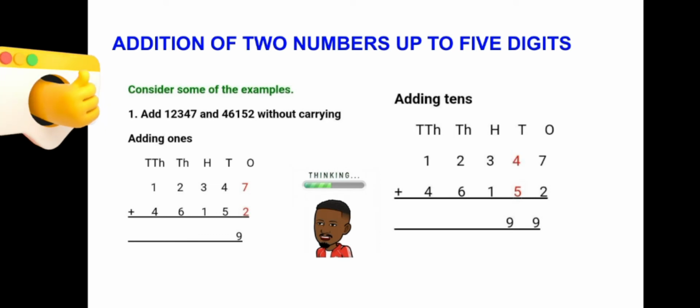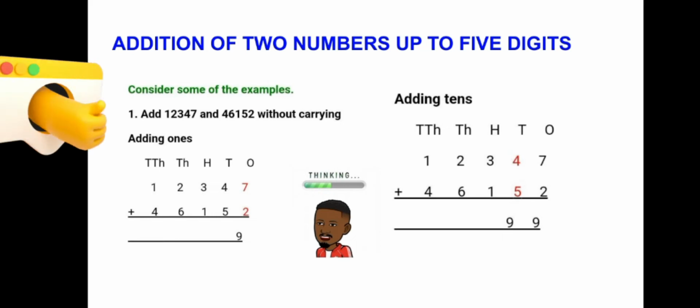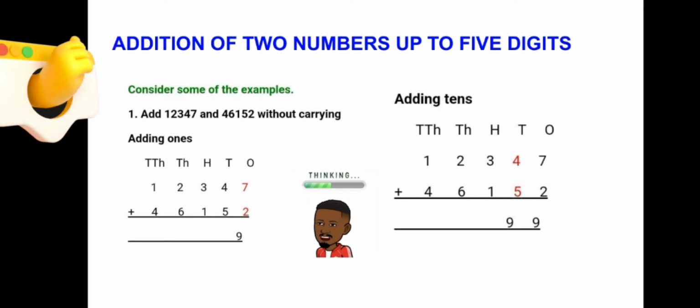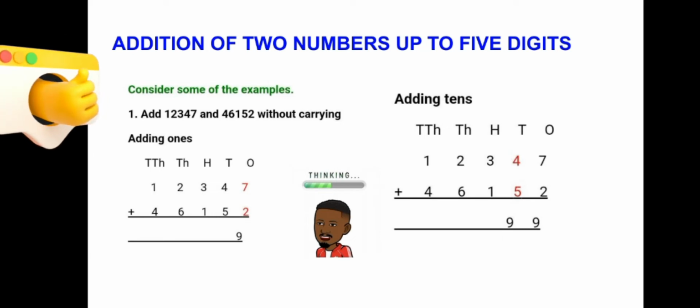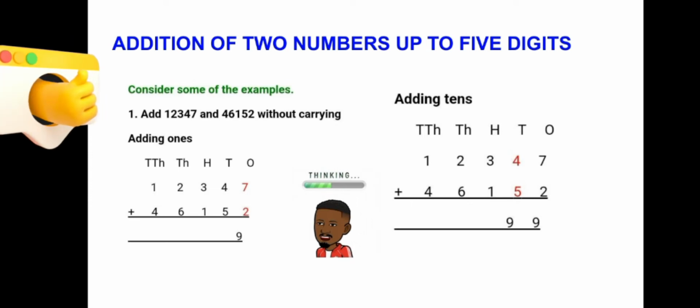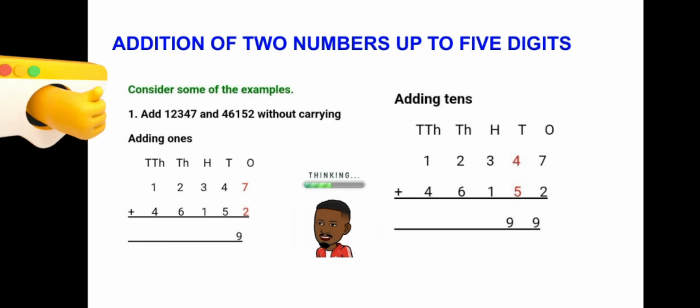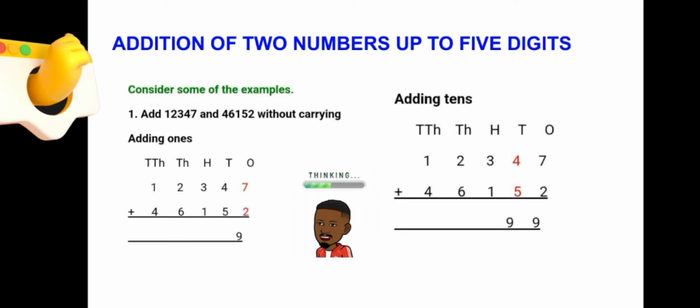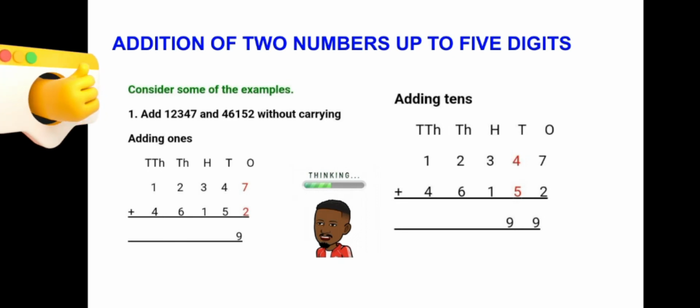Then moving on to the second step, we have adding tens. We have 4 and 5 under tens. 4 plus 5 is 9, so that means we have 9 tens. All right, let's move to the next step.